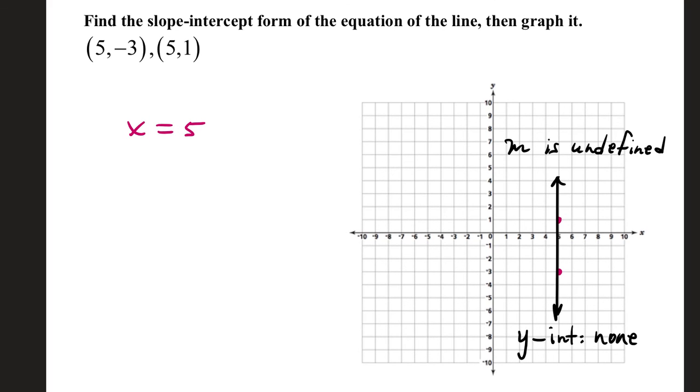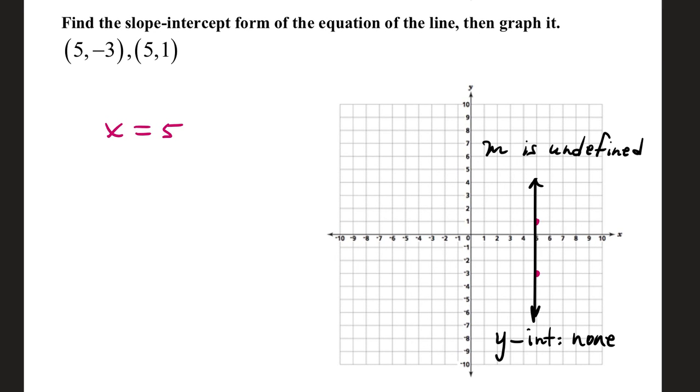For the other special case, we have points that when plotted, (5, -3) is in quadrant 4, (5, 1) is in quadrant 1. These dots are vertically oriented from one another, so let's connect them with a line. This vertical line represents our graph. All vertical lines have undefined slope. This one does not cross the y-axis, so no y-intercept. Every point on this vertical line must have an x-coordinate of 5, and so that's our equation: x equals 5.